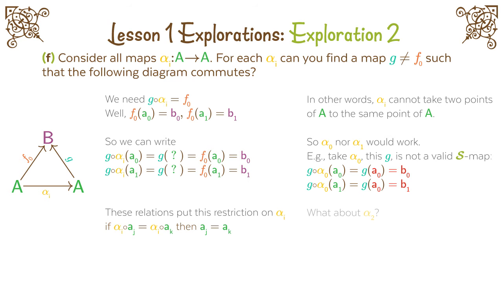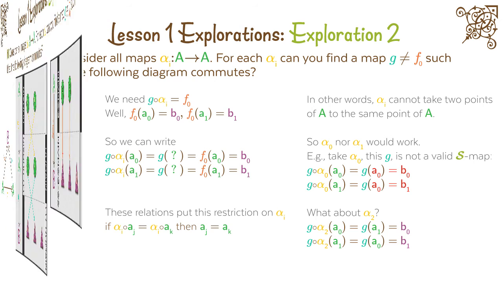Can alpha 2 work? Well, if we plug it into our equation, here's what we get. G following alpha 2 of A0 is equal to G of A1, which is equal to B0. And G following alpha 2 of A1 is equal to G of A0, which is equal to B1. Which is a valid map A to B, and the only one that would work. The equation pretty much determines this, since the image of F is the size of A, then only one G could be the solution, because F puts a restriction on both assignments of G.